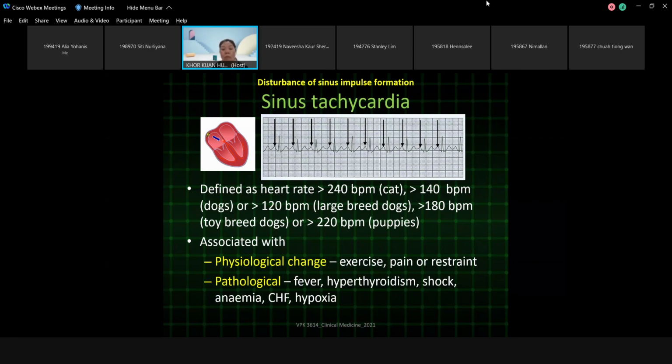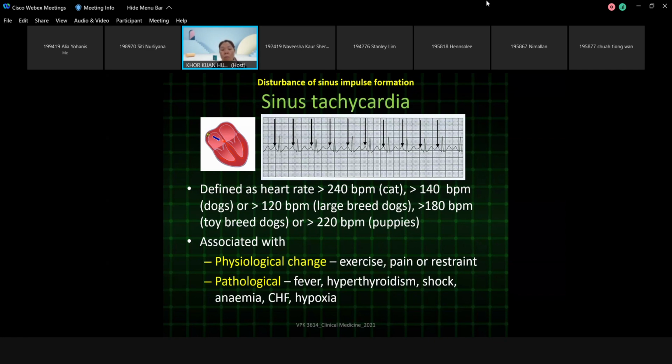Okay, could it be having fever? Could there be an underlying hypothyroidism? Okay, shock, anemia, congestive heart failure, hypoxia. Normally, in clinical presentation, these dogs are all sick looking and urgently need attention. All right, if they're in shock, this is an emergency.